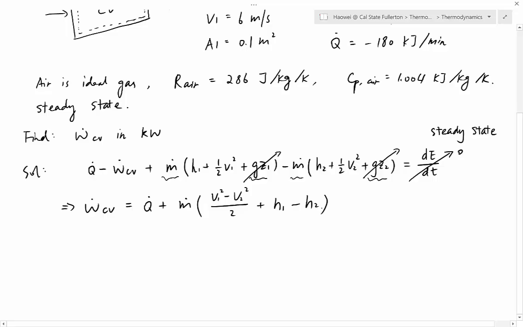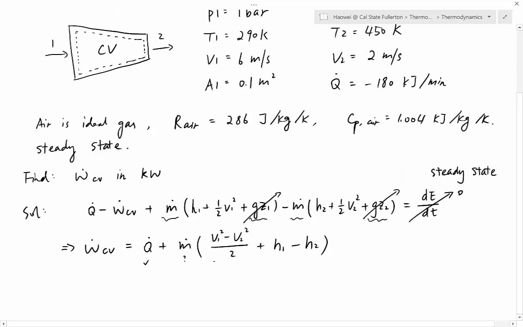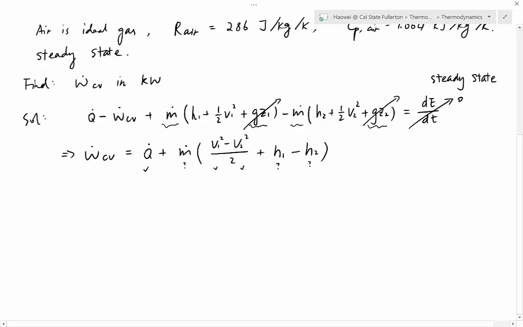Let's take a look. Do we have everything on the right-hand side? First of all, Q dot is given. M dot, the mass flow rate, we don't know. V1 and V2, they are both given. H1 and H2, we do not have them. Okay, so we just need to find the three unknowns on the right-hand side. Let's start with mass flow rate. The equation we're going to use for mass flow rate is rho V A. Rho is density, V is velocity, and A is cross-sectional area.